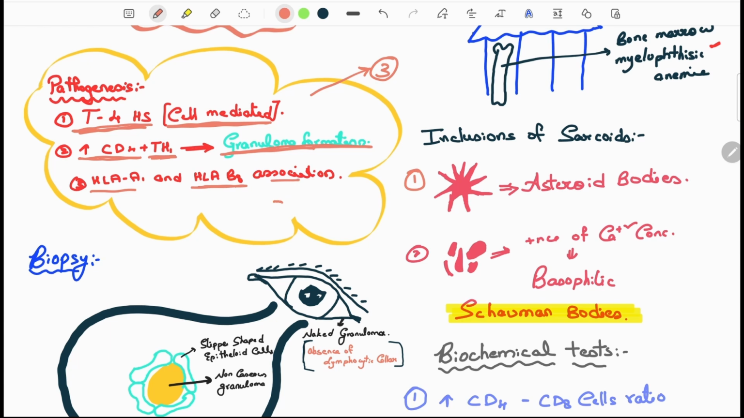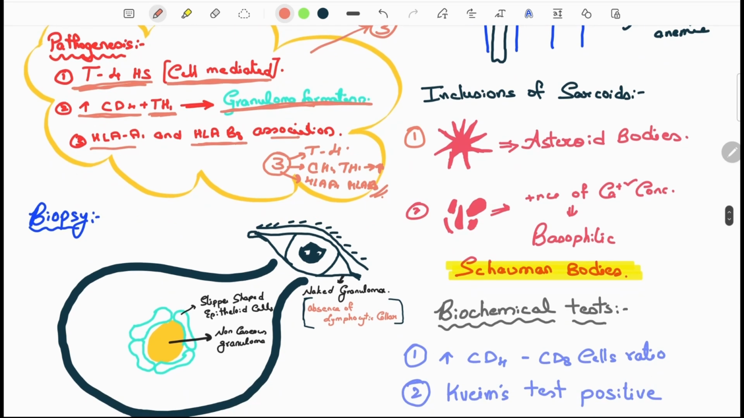Okay, in this pathogenesis you have to remember 3 points. First one is it is type 4 hypersensitivity. Second one is CD4 and Th1 cells will increase, and the third one is HLA-A1 and HLA-B8 association can be seen. Okay, next let's go into the inclusion bodies. There are 2 points that we should remember: in sarcoidosis we can observe asteroid bodies. This is the most important. As star shaped bodies we can see, and next one is basophilic Schaumann bodies.